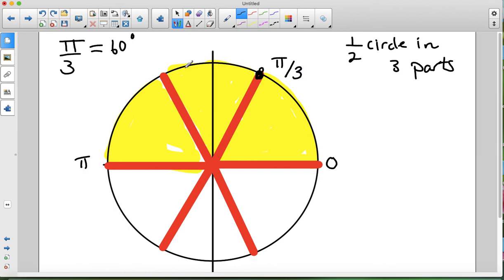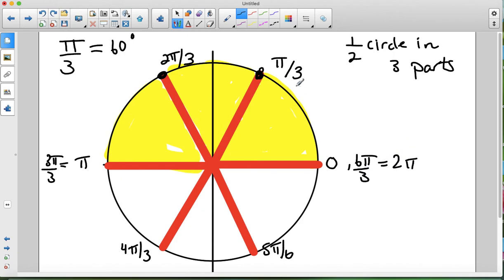There's nothing here because this is part of the piece. This one is 2 pi over 3. Now down here, it's actually 3 pi over 3. And yes, we know that that reduces to pi. This one is 4 pi over 3. And this is 5 pi over 3. And then this becomes 6 pi over 3, which reduces to 2 pi.